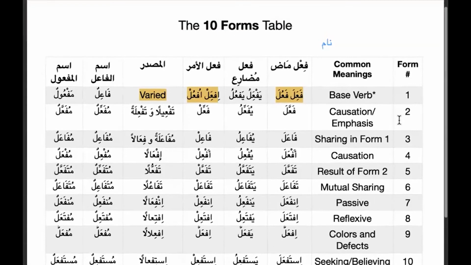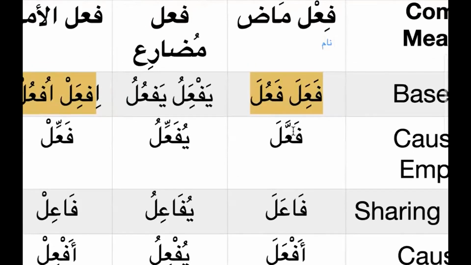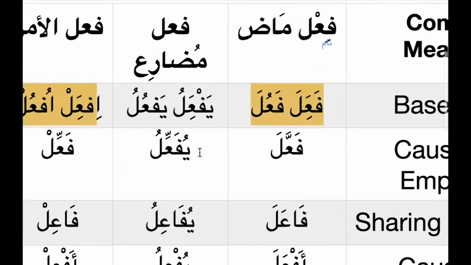So higher forms, form two, causation and emphasis. This is the common meaning of form two. What is form two? Form two has an extra shadda on the ayn letter. So note that, please. You have fa''al. And then note there's a set pattern of the mudari, yufa''ilu.